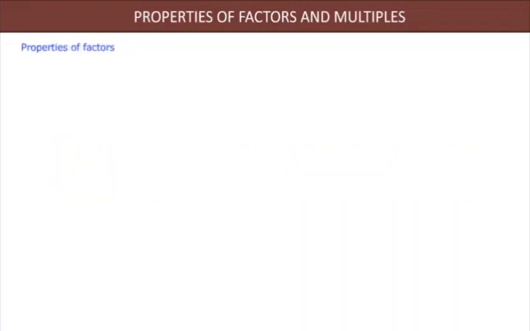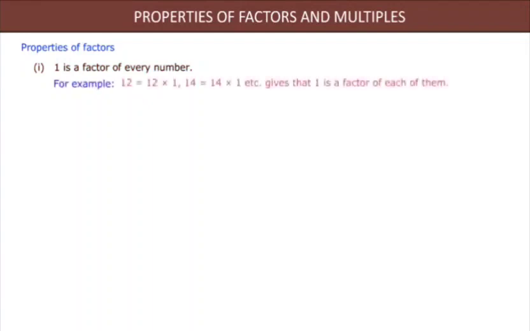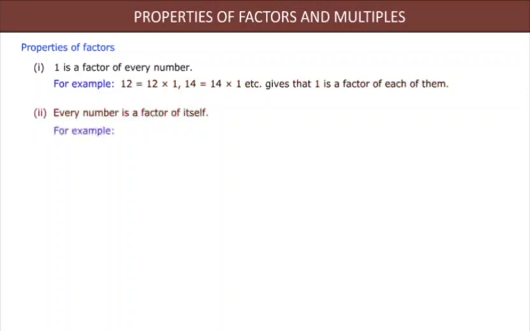Properties of factors. 1 is a factor of every number. For example, 12 is equal to 12 times 1, 14 is equal to 14 times 1, etc. This gives that 1 is a factor of each of them. Every number is a factor of itself. For example, here each number is a factor of itself.